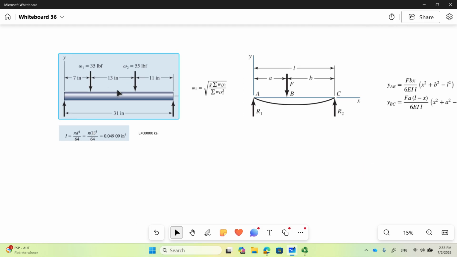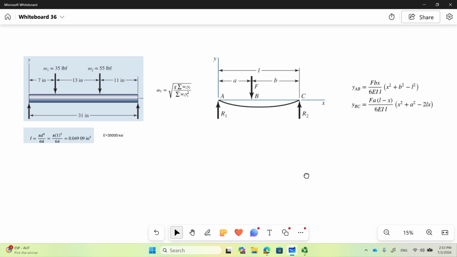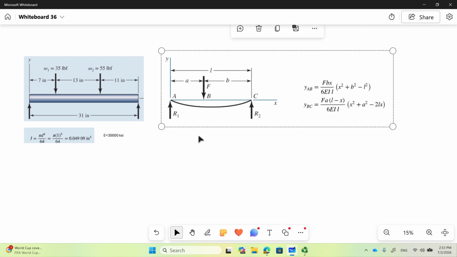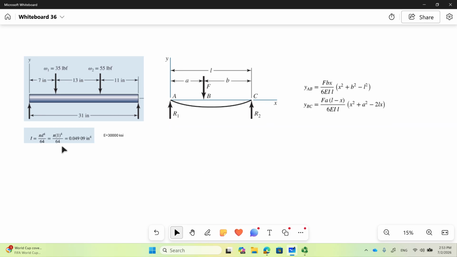Alright, so let's look at it. So here, we have this problem now. We want to solve it again, find y1 and y2. But this time I'm going to use superposition. So I'm not going to explain this Rayleigh equation again because it's just finding y's. So now let's look at how we could use this superposition table and find y1 and y2.